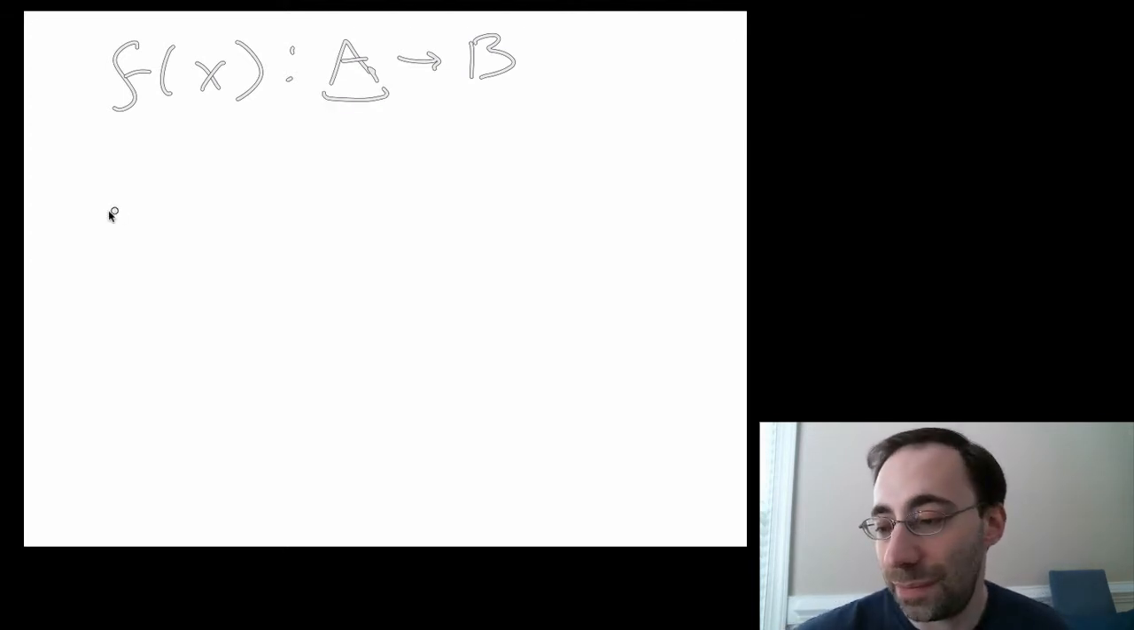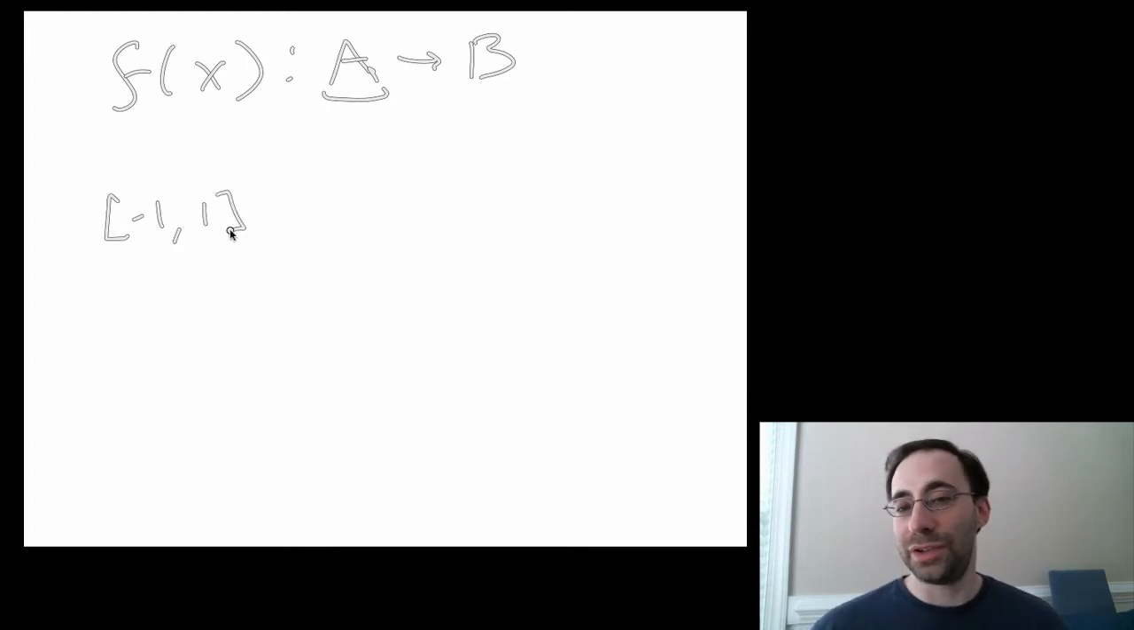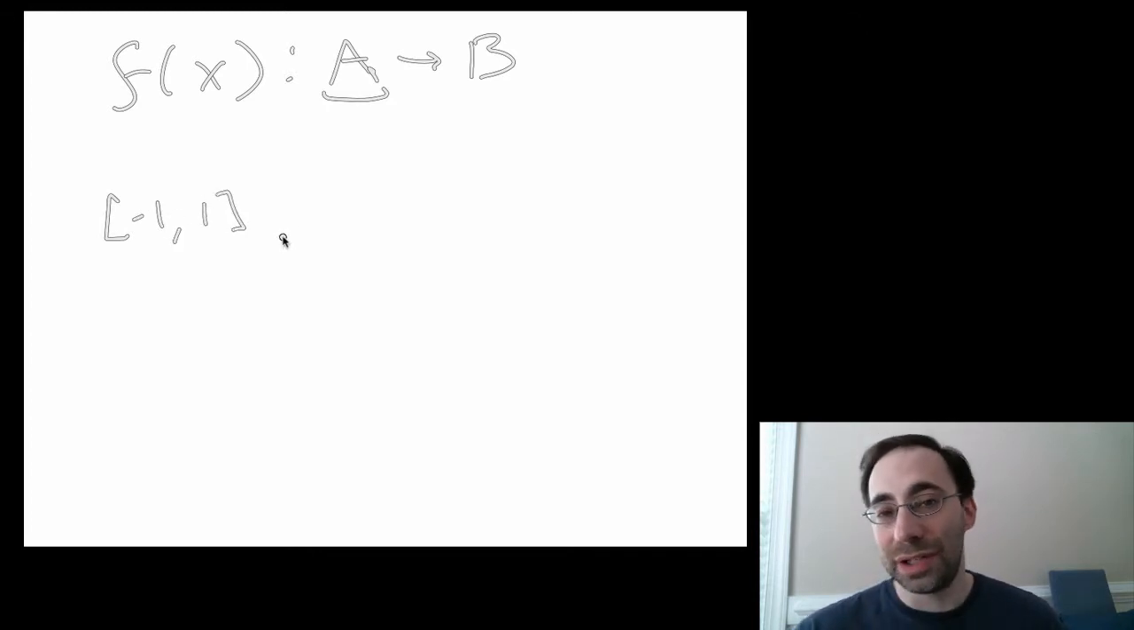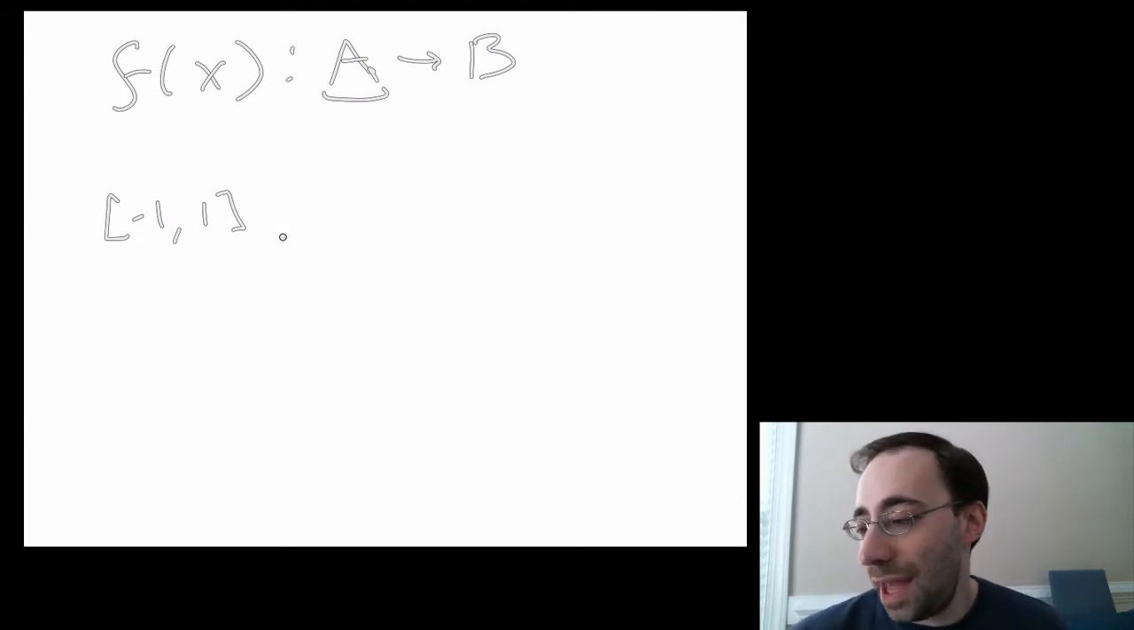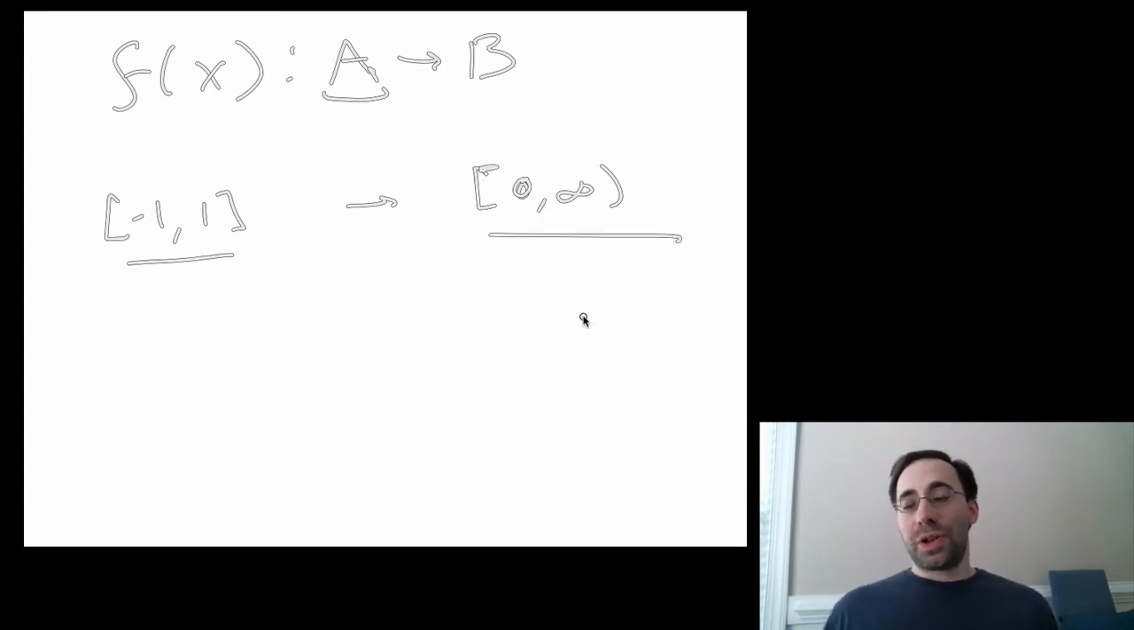So the function takes some, say, subset of the real line, -1 to 1, and then maybe those elements of the domain end up getting mapped to anything from 0 to infinity. Well, there's the range of the function. So domain and range, that's what we talked about before.